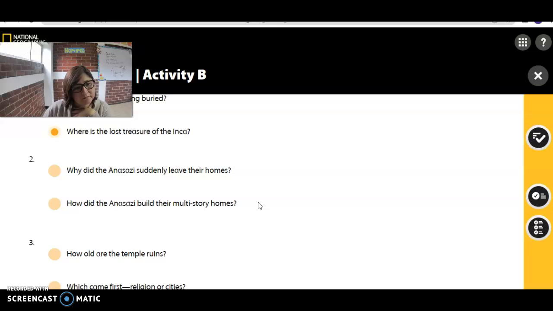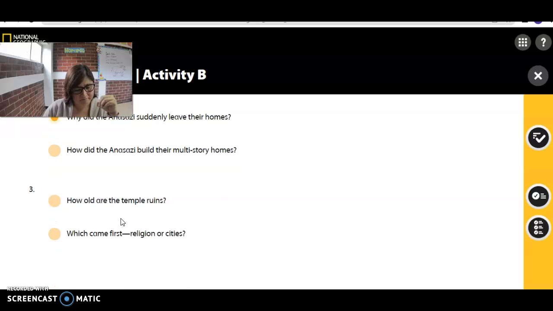Number 2. Which one is the correct answer? Letter A or B? Very good. Letter A. Great. Number 3. Which letter? Very good. Letter B. That's the correct answer.